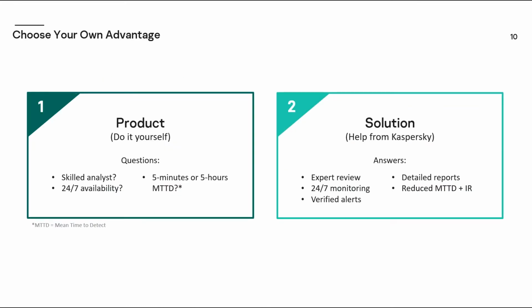So you have a few options to help reduce the MTTD, or the mean time to detection. You can do it yourself by using a product or products designed to seek out adversarial activities and then hire the right experienced analysts, or you can get help from the top threat hunters who know how to seek out indicators of attack, or IOAs, in your environment.